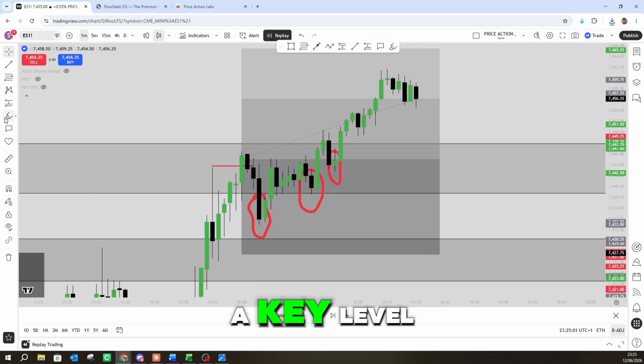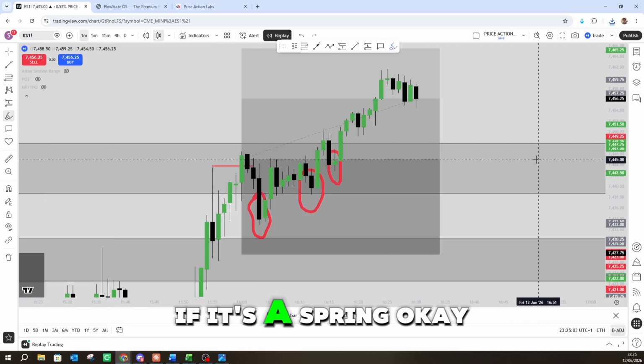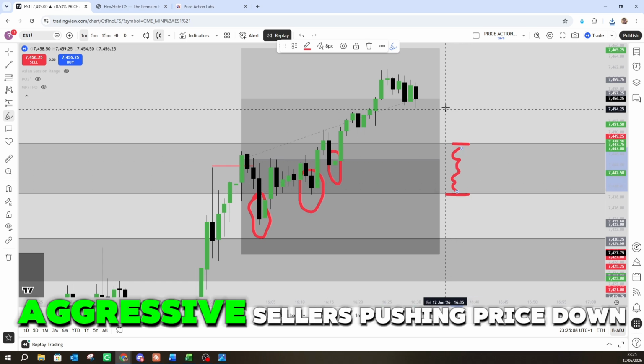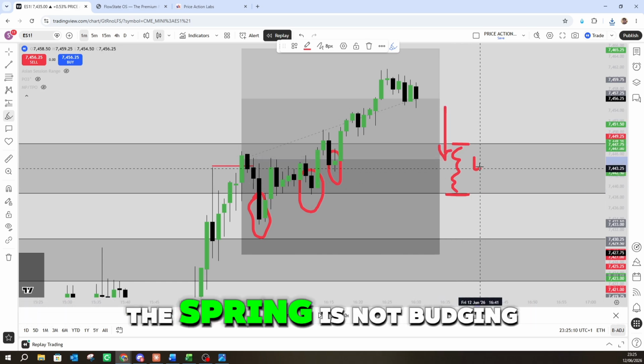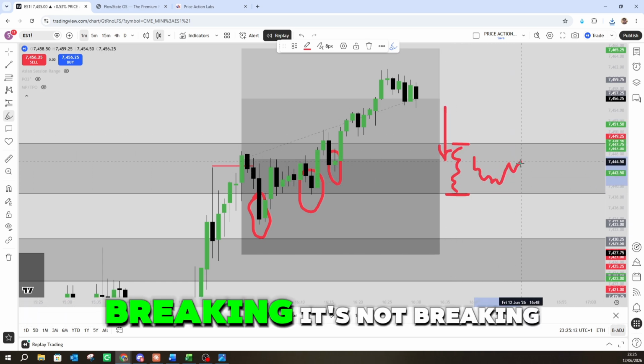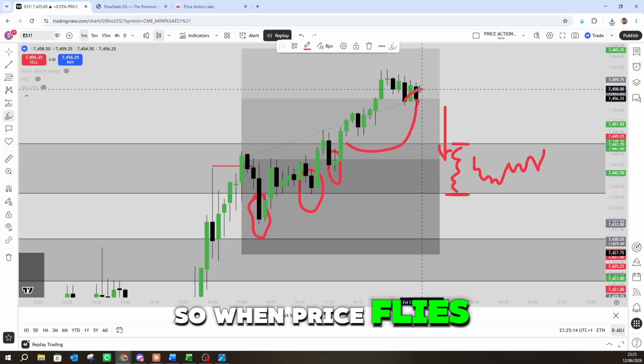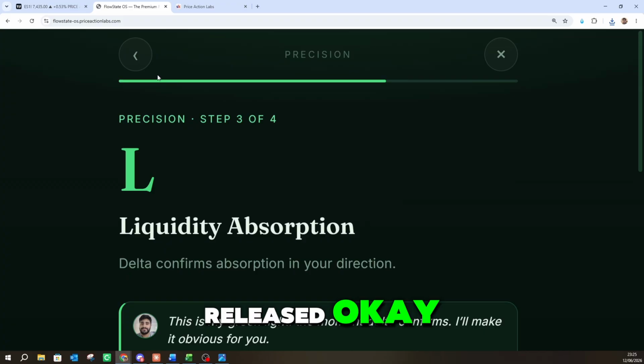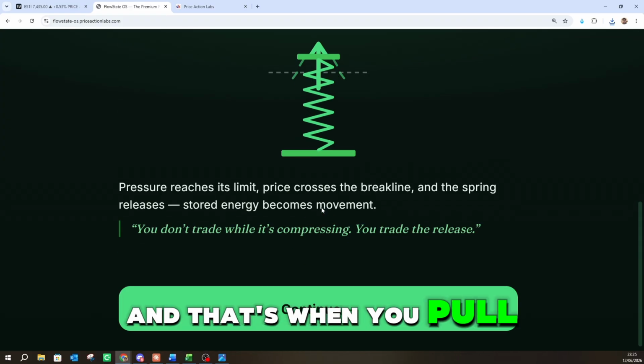So when you're looking at a key level, try and imagine it as if it's a spring. Okay, this key level here is a spring, like this. Aggressive sellers pushing price down. The spring is not budging. It's not breaking. So when price flies, it's like the elastic. It's like the spring has been released. Okay, the spring is being released, and that's when you pull the trigger.